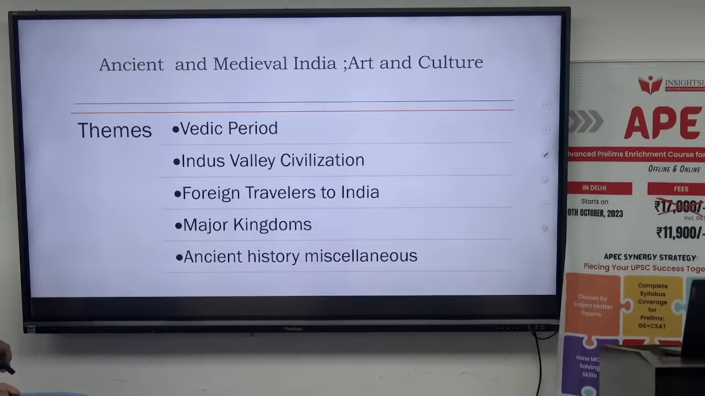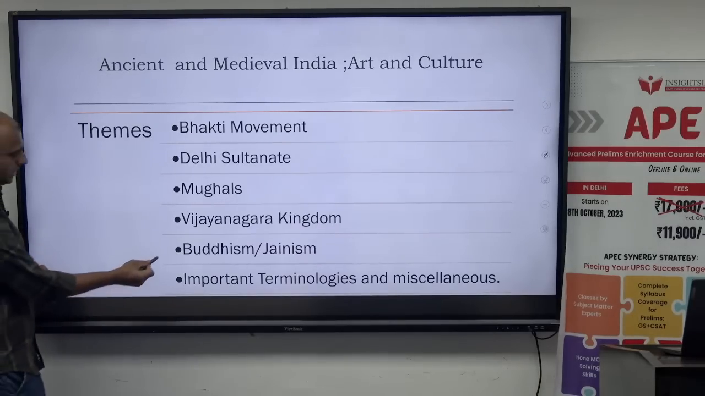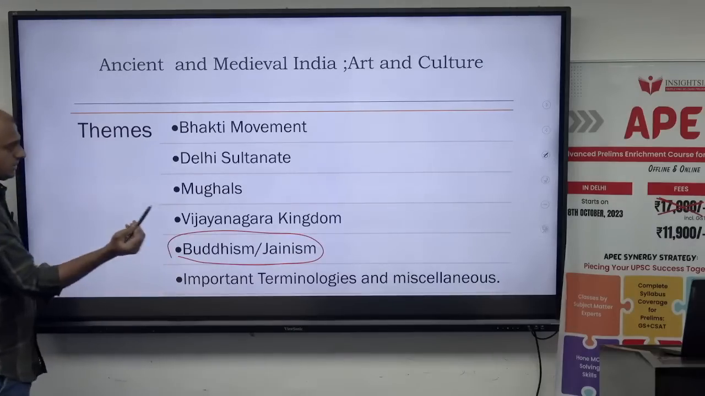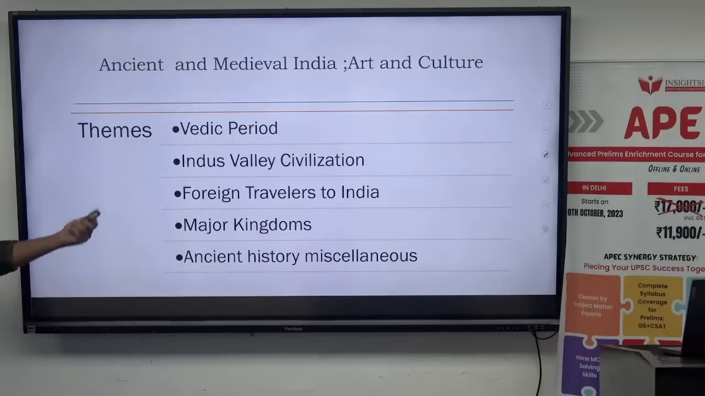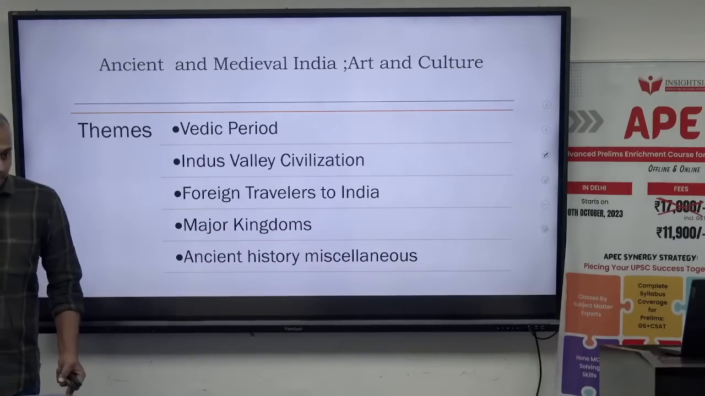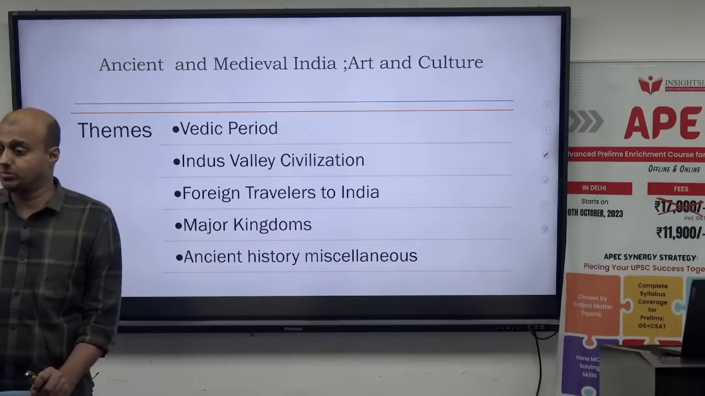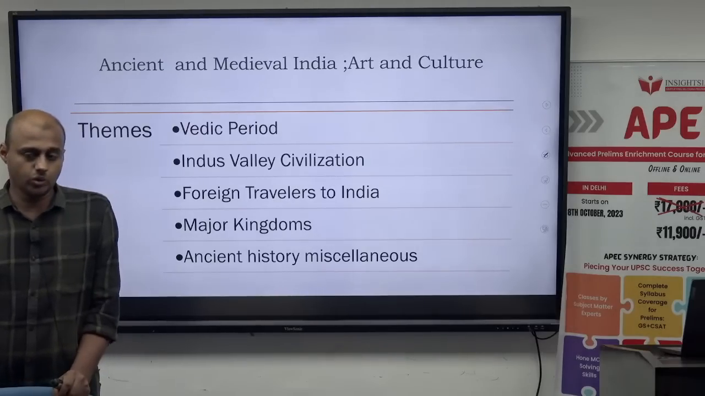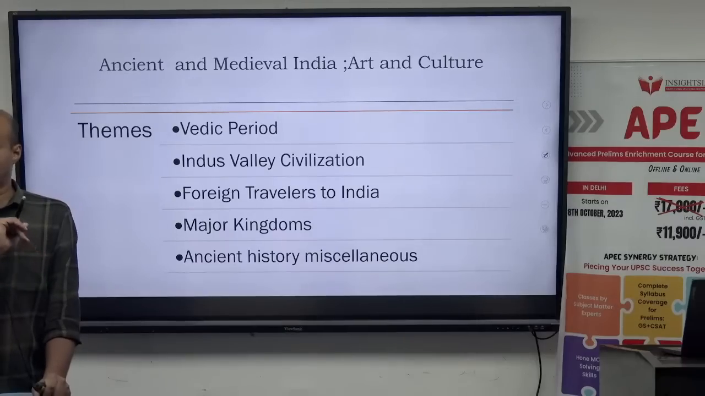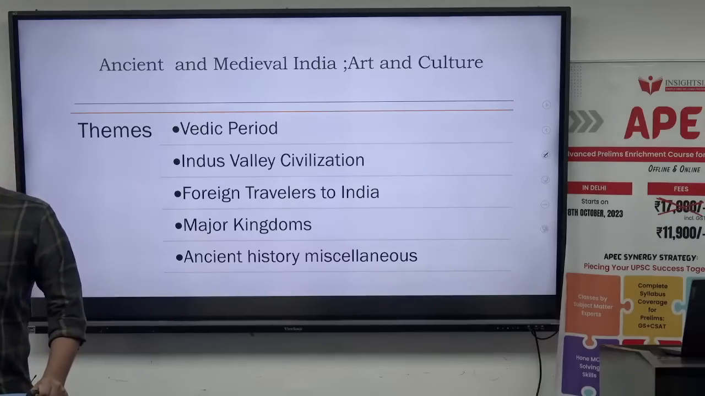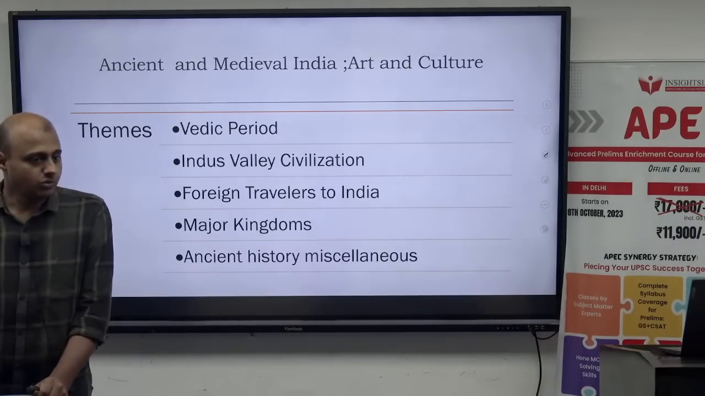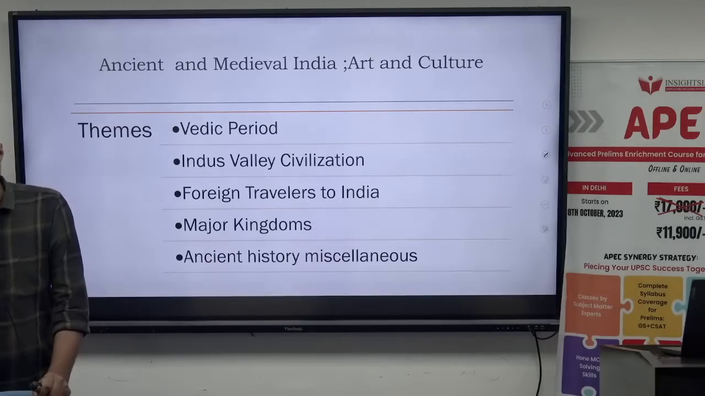Then the core areas, obviously, like Indus Valley civilizations, foreign travelers, major kingdoms. Time and again they keep asking these questions, and I think relatively these questions have increased. Indus Valley comes up all the time. And the faculties were telling that with respect to ancient, medieval India and art and culture, one or two questions will always be there which are almost unsolvable. So don't bet on them. It's better to leave them and keep going forward. Focus on those core questions where you can score better.